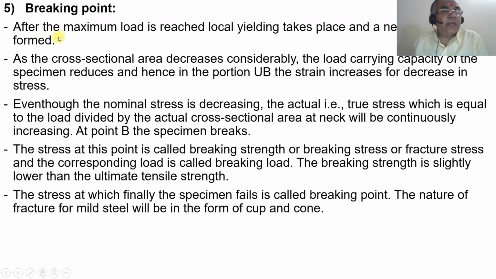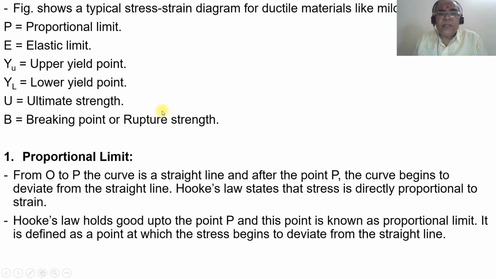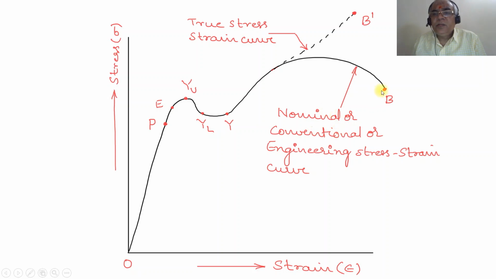Next, we are going to get the breaking point. After the maximum load is reached, local yielding takes place and a neck or waist is formed. As the cross-sectional area decreases considerably, the load carrying capacity of the specimen reduces, and hence in the portion UB, the strain increases for decrease in stress. So if B is the breaking point, there is a considerable decrease in stress with increase in strain.